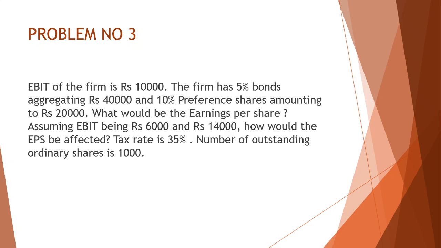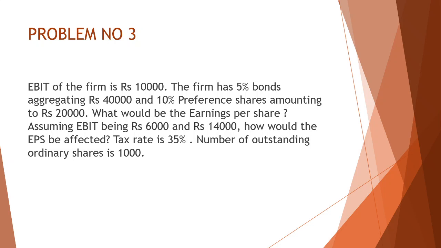The problem number 3. The EBIT of the firm is rupees 10,000. The firm has 5% bonds aggregating rupees 40,000 and 10% preference shares amounting to rupees 20,000. What would be the earnings per share? Assuming EBIT being rupees 6,000 and rupees 14,000, how would the EPS be affected? Tax rate is 35%. The number of outstanding ordinary shares is 1,000.